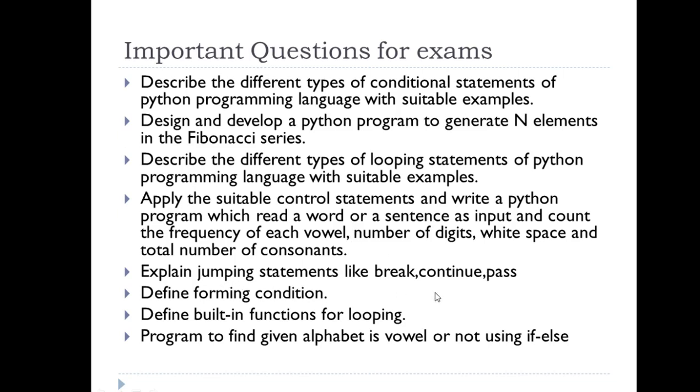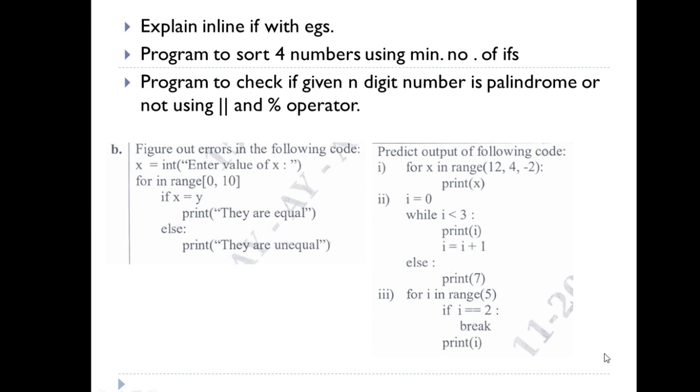Explain jumping statements, which we discussed just now: break, continue, pass. Define forming conditions. We discussed forming conditions in the beginning of this class. And then built-in functions for looping. I told you there are 68 built-in functions in Python for looping. And one more program, they can ask you to find whether a given alphabet is a vowel or not using if-else statements. They can also ask you to explain inline if with examples. Inline if was discussed in the previous video.